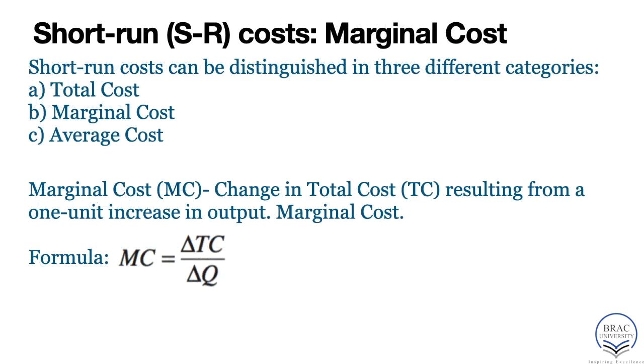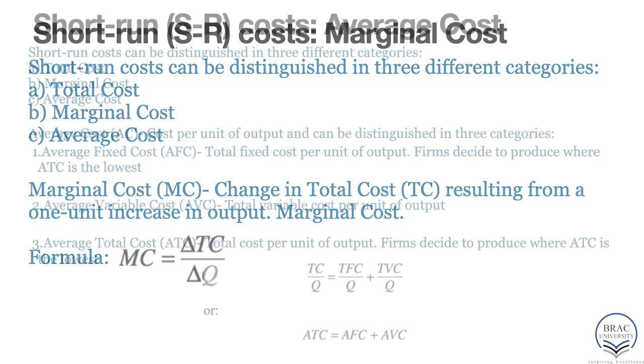Next we have marginal cost. Well, marginal cost represents a change in the total cost resulting from just one unit increase in output. And the formula, as you can see, provided on the slide, is simply the change in total cost divided by the change in the quantity or output.